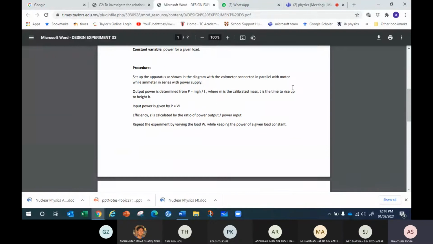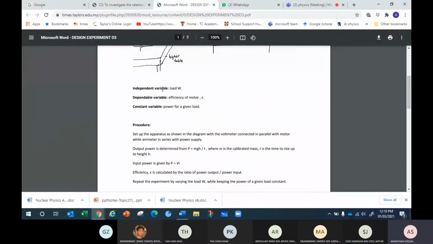So, the procedure. Focus on how you measure the load, the independent variable, how you measure the dependent variable, and how you make the power constant. These three procedures.